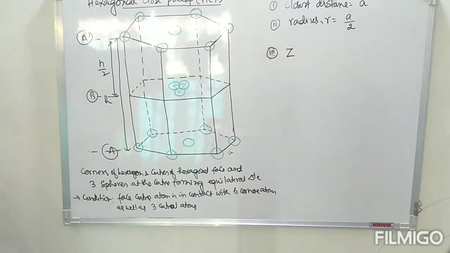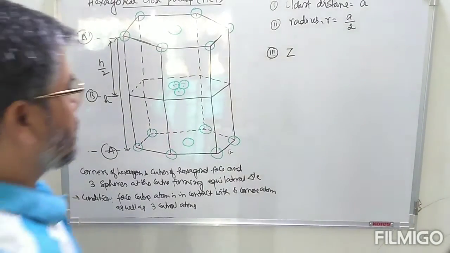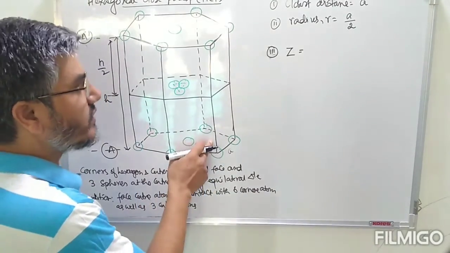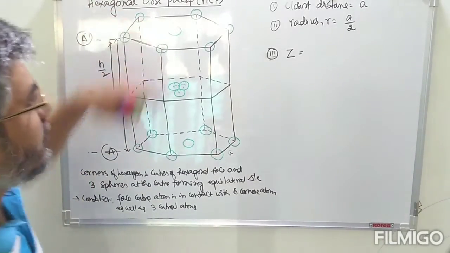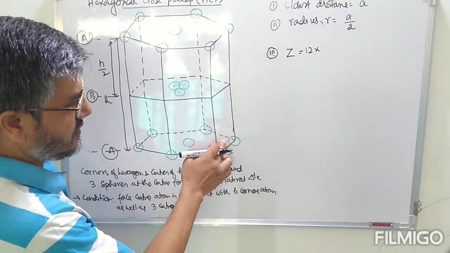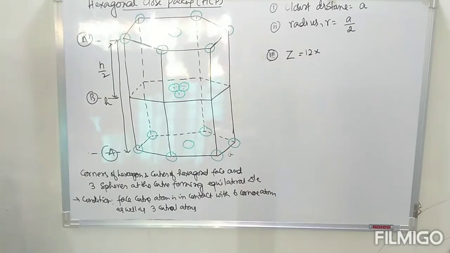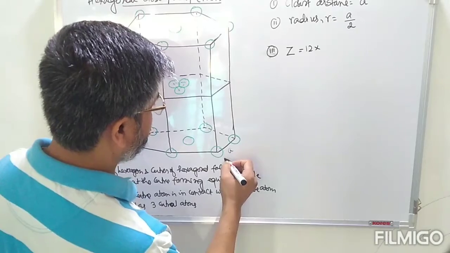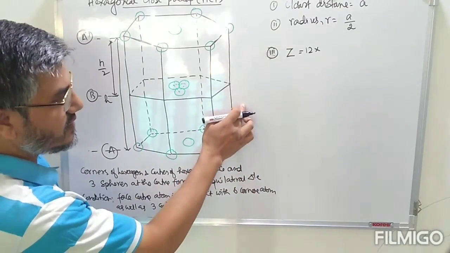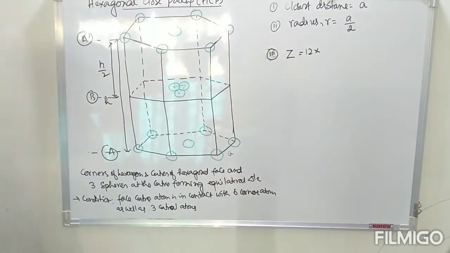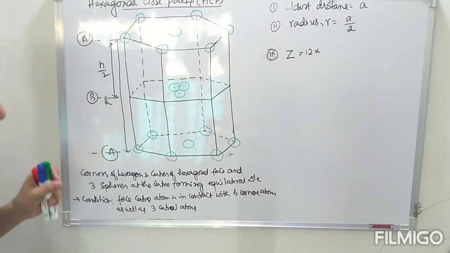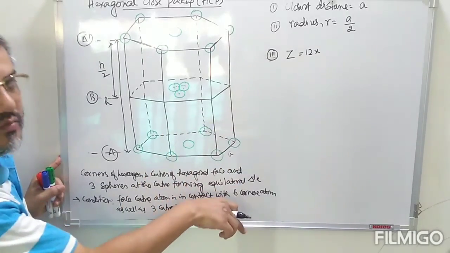Now considering the effective number of atoms per unit cell, we have spheres occupying corners of the hexagonal face. So how many corners are there? 12 corners. Now let's see the contribution of each corner. This corner is in contact with how many unit cells? Let's take this: we have one unit cell, another unit cell here, and another unit cell here. That means each corner atom has a contribution of how much? 6 unit cells, 3 in the plane, 3 below the plane.